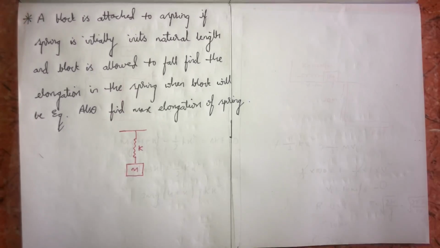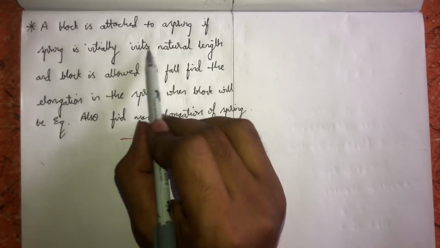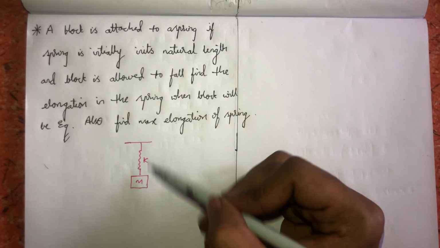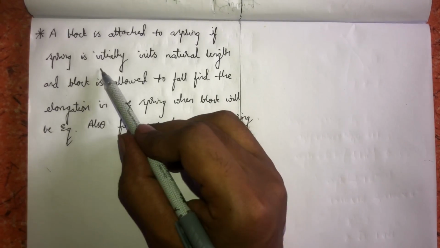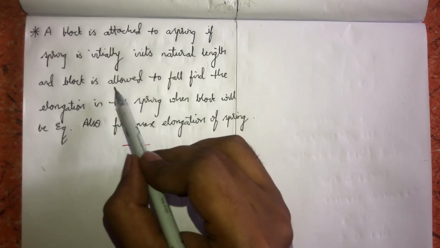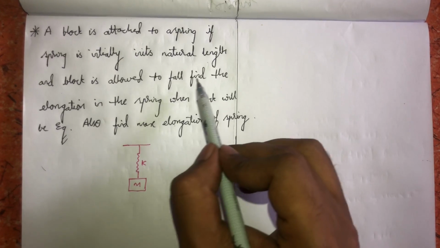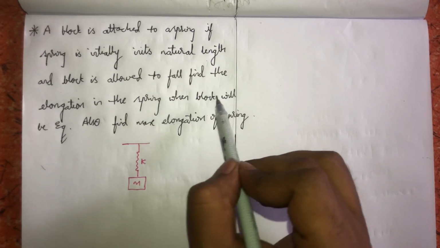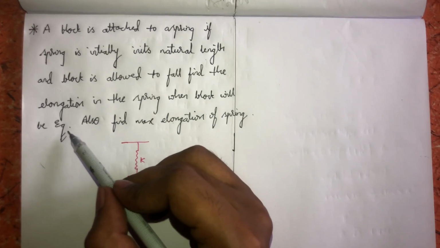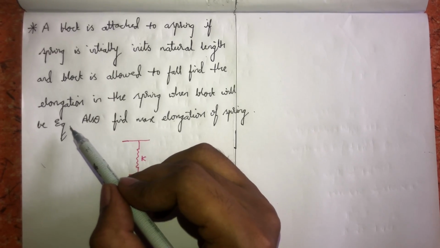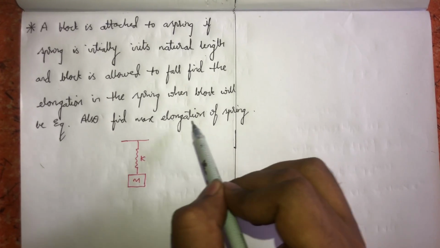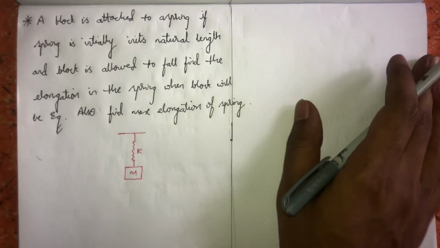The final concept here, a block is attached to a spring. If the spring is initially in its natural length and the block is allowed to fall freely, then find the elongation in the spring when the block will be in equilibrium. Block will be in equilibrium means the velocity will be equal to 0, and also find the maximum elongation of the spring. That's clear. Fine.